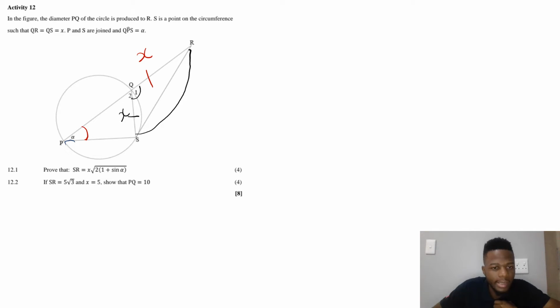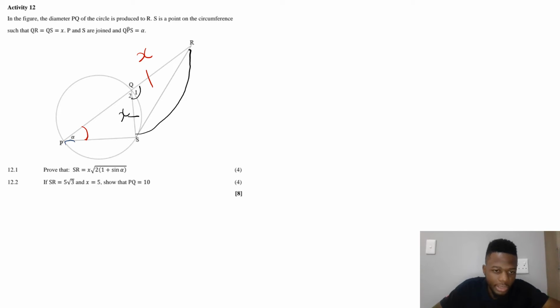So let's check the other triangle, which is triangle PRS. In triangle PRS, the only thing we have is alpha, the angle here. We don't have anything else except angle alpha. So it means in this triangle we don't have enough information to determine RS. So automatically we have to use triangle QRS. The first thing we need to find there is only angle Q1. If we can have angle Q1, then we're done. So let's start by finding angle Q1.